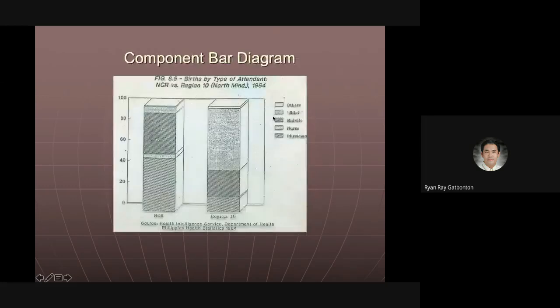Okay? So here's an example of a component bar diagram. It's similar to your pie chart, but it's a bar graph with divisions into components. Now, in presenting component bar diagrams or pie graphs, you have to show the breaks in the data so that you know where the whole is divided, so that the differences are prominent and conspicuous when read.